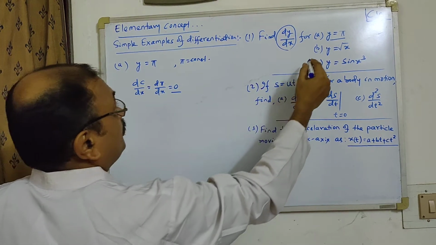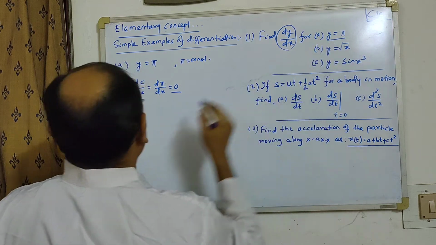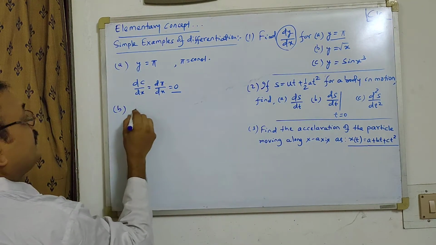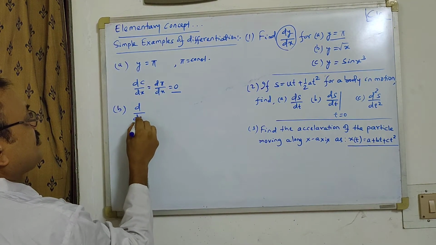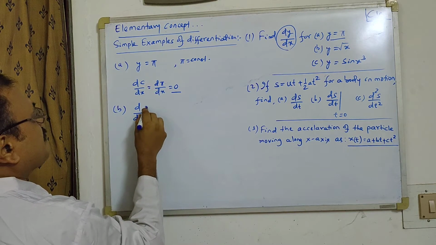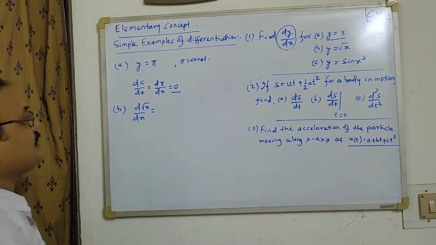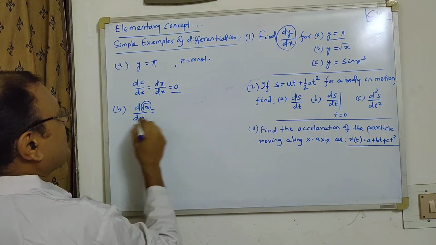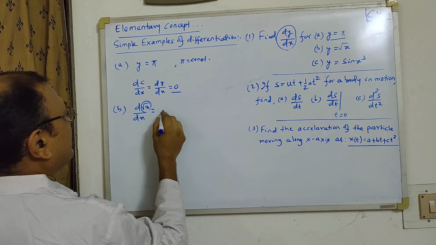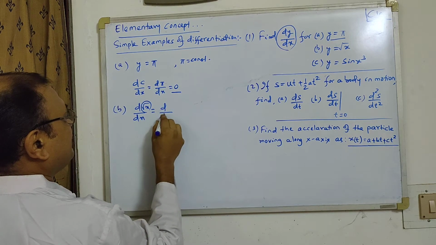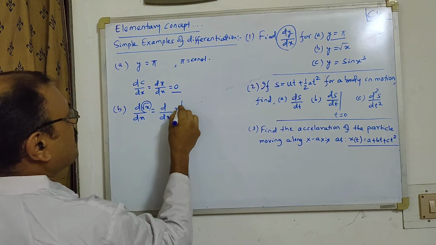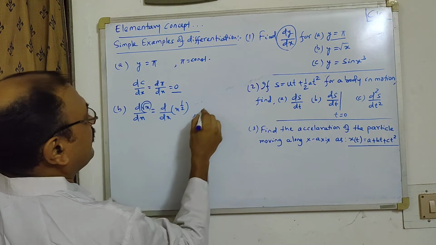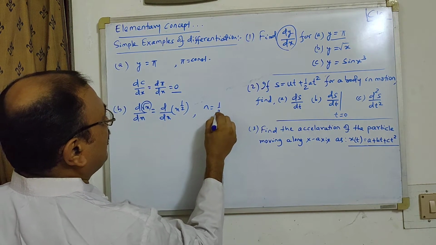Now to pick up the second one, that is d by dx of square root of x. Here our y is equal to this, so we can write it as d by dx of x to the power half. Here n is equal to half.